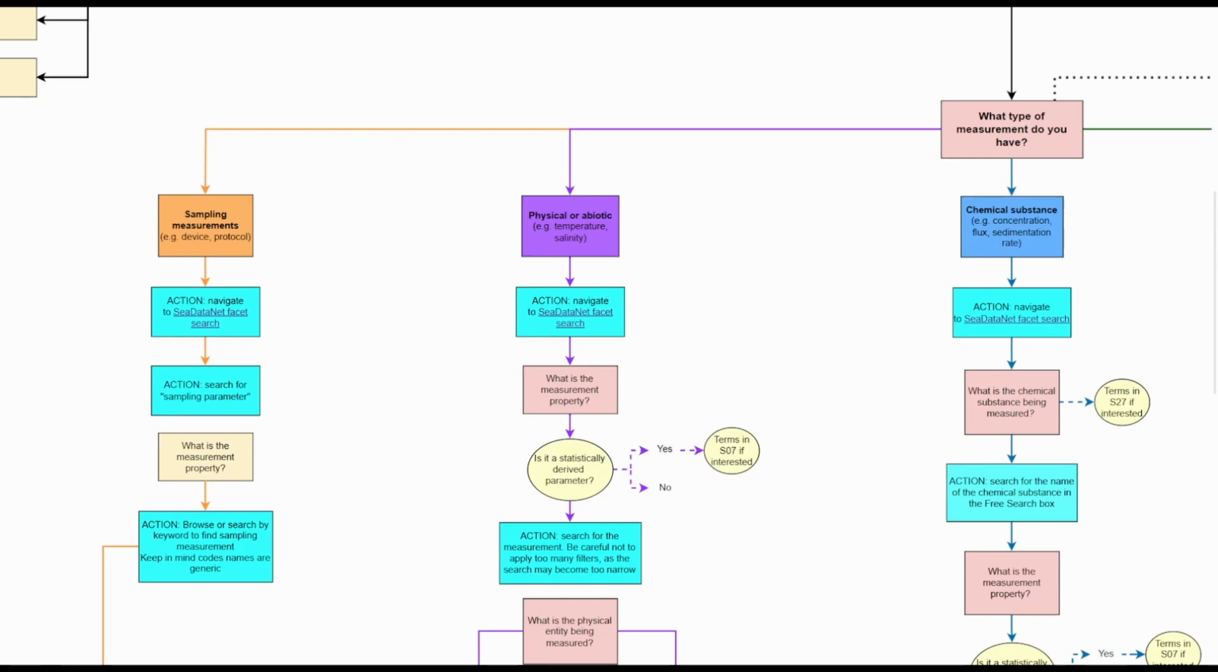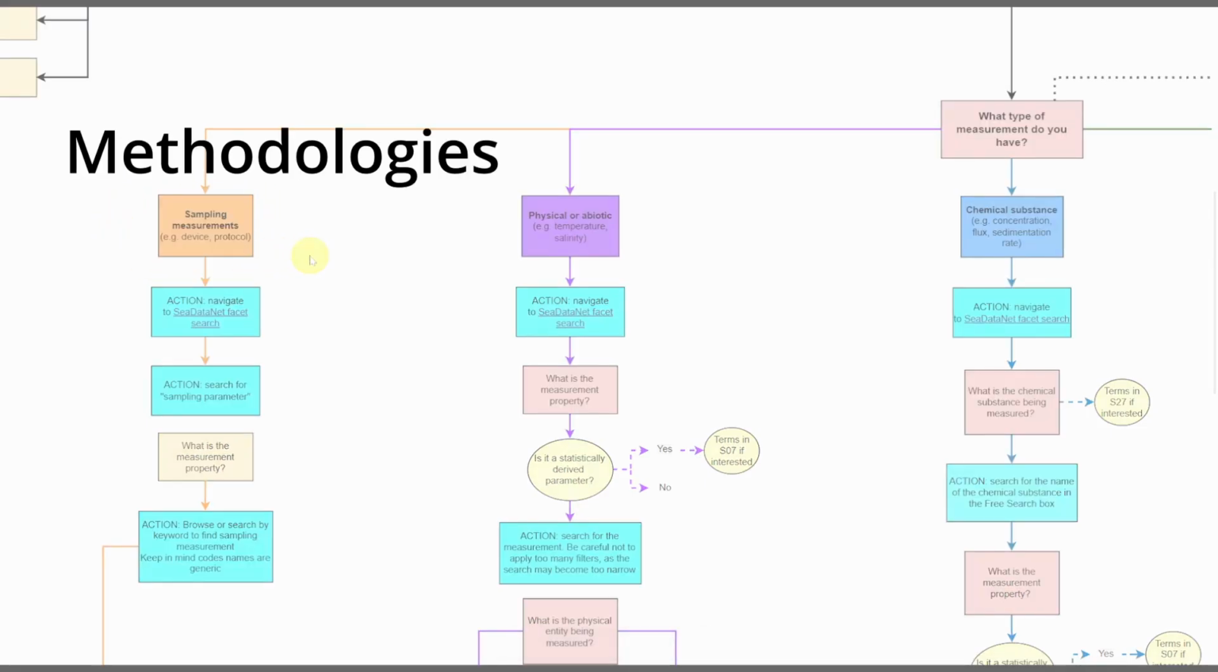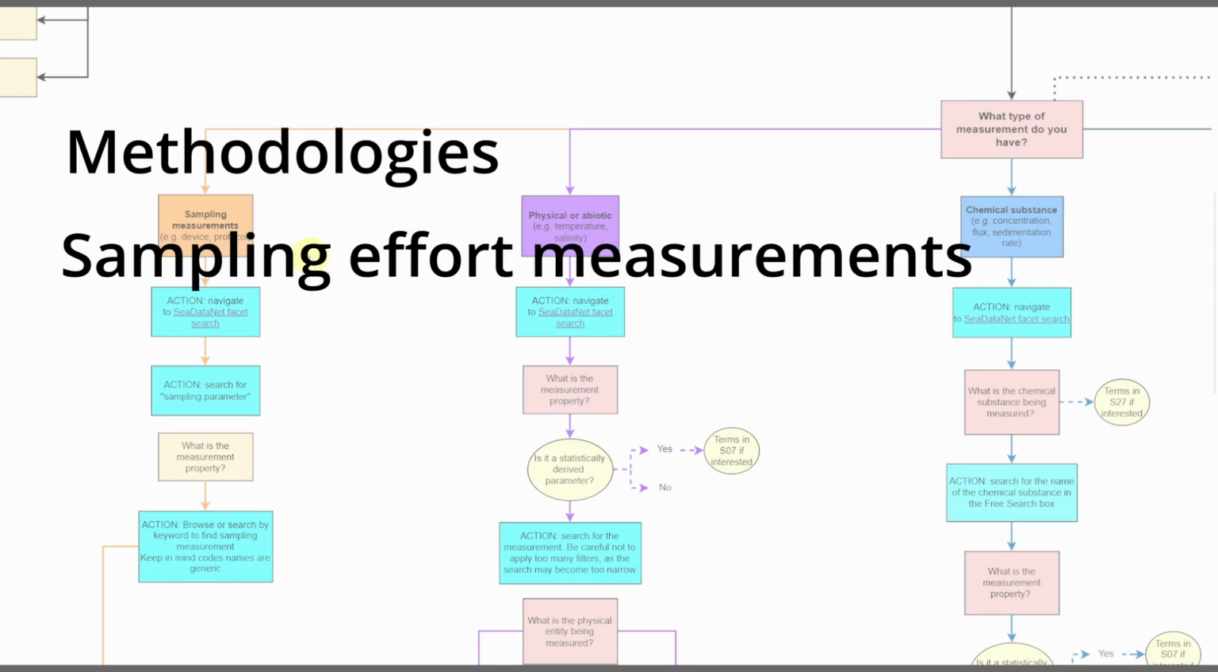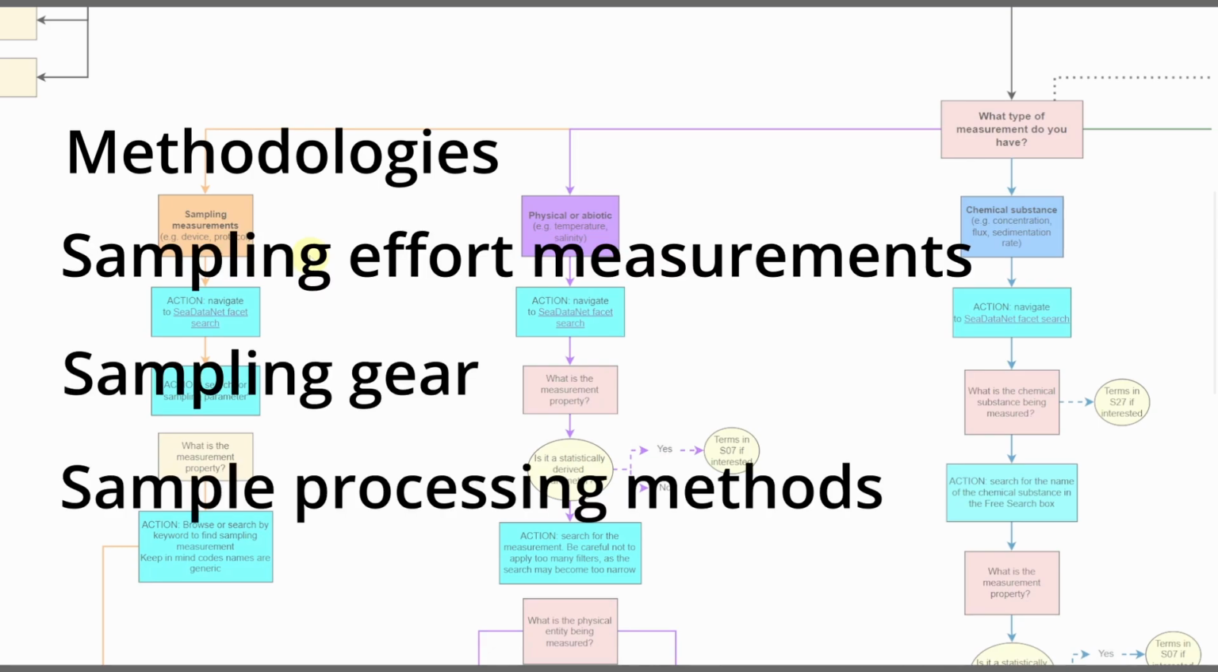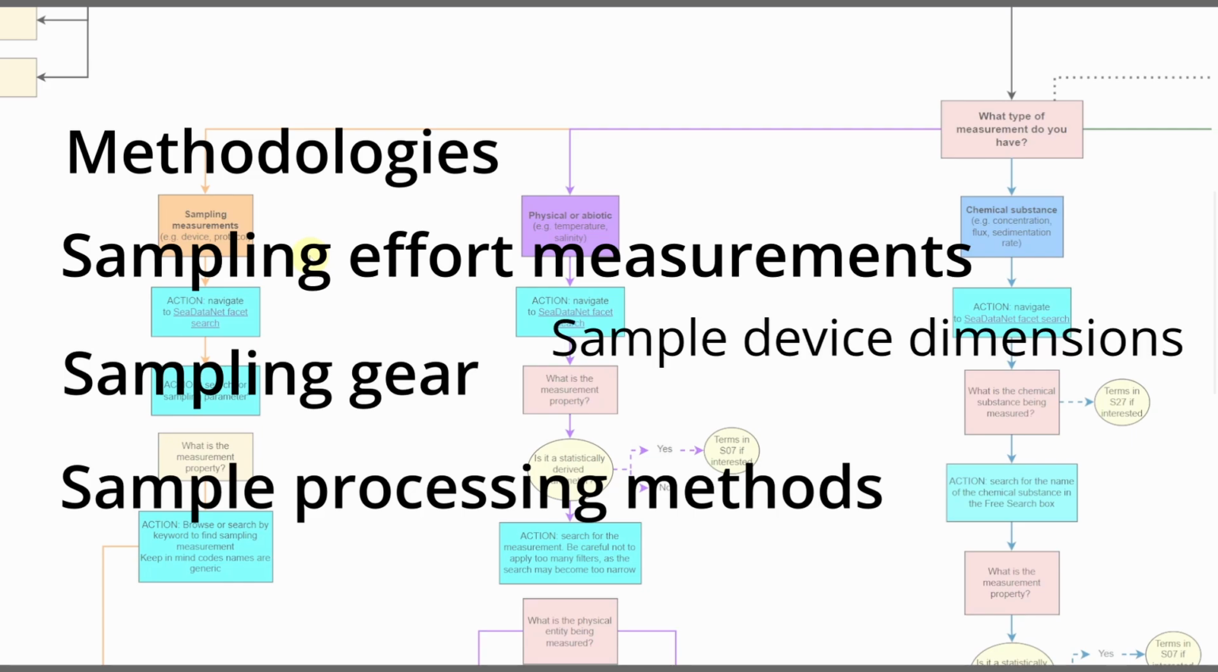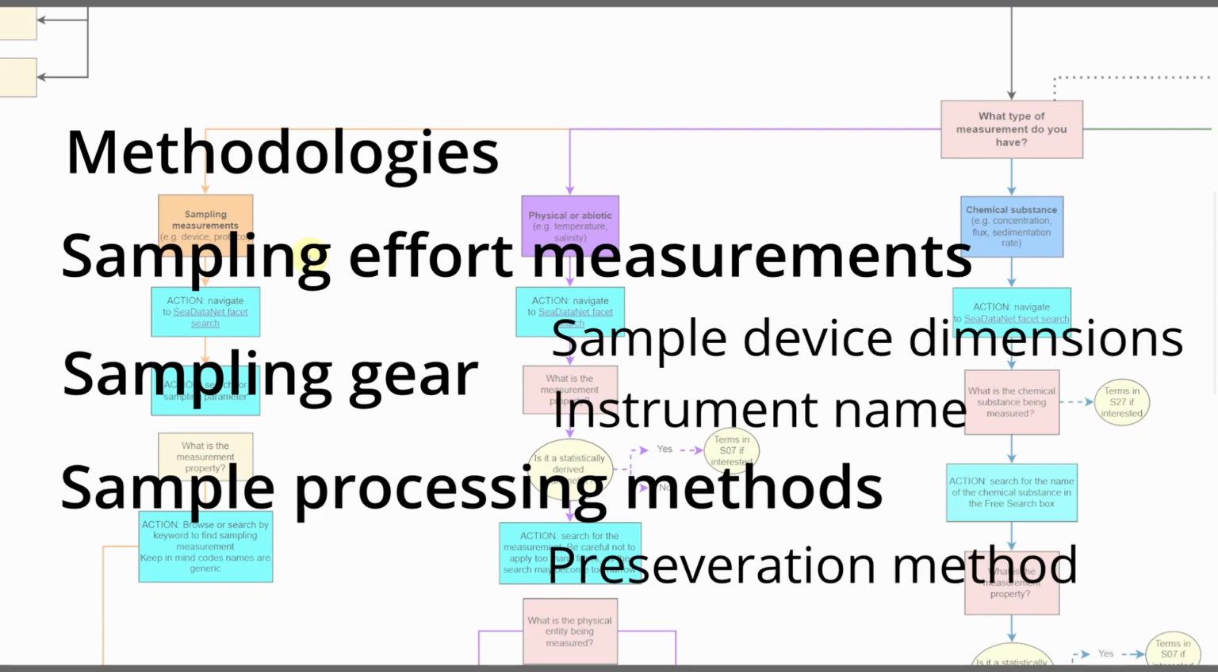Welcome back to the OBIS Controlled Vocabulary series. In this video, we will learn how to find a P01 code for measurement types related to sampling parameters. This could include descriptions of methodologies, measurements on sampling effort, sampling gears, and sample processing. Some more specific examples include the dimensions of a sampling device, a description of a preservation method, and the name of an instrument.